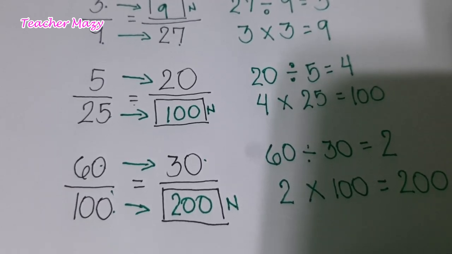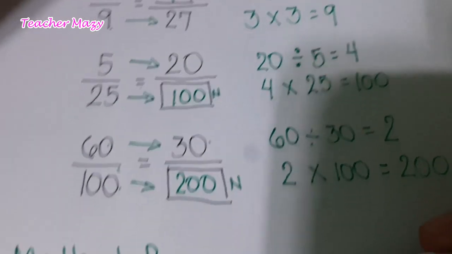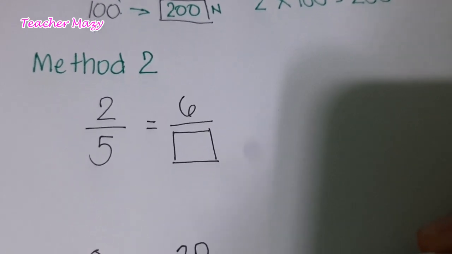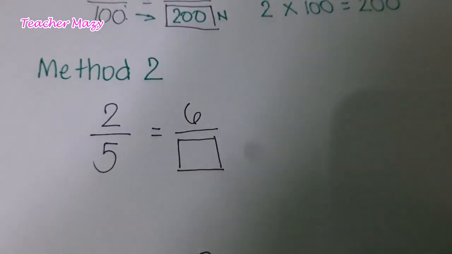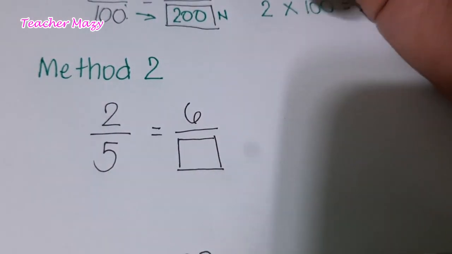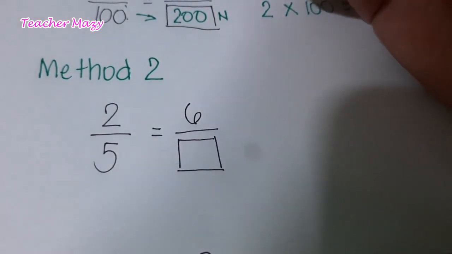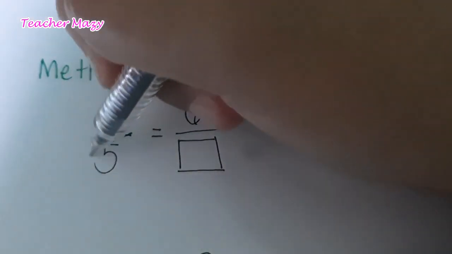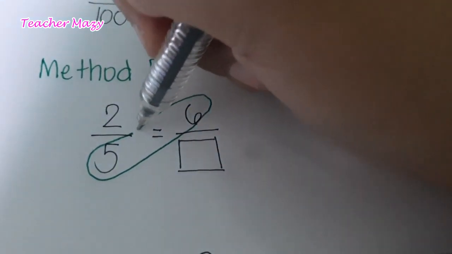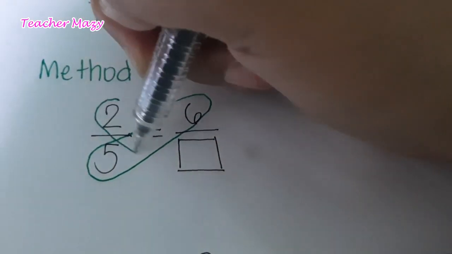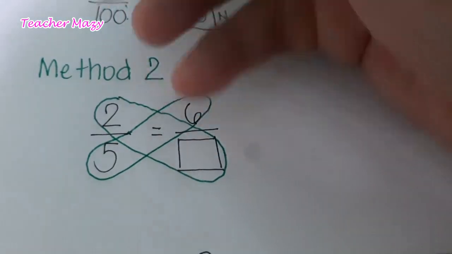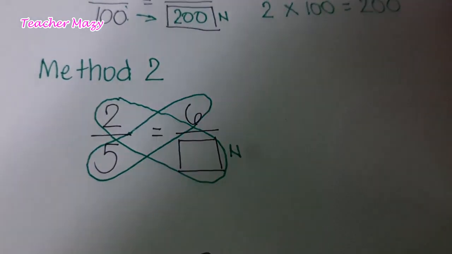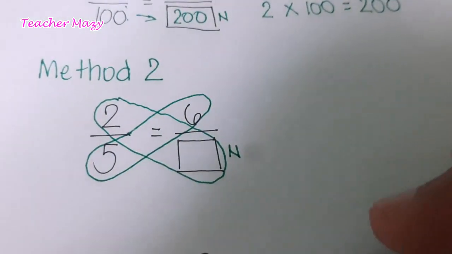Now, let's proceed to the second method. This second method is usually what is written in your textbooks. It is cross multiplication, or multiplying the means and the extremes. So let's do the cross multiplication. Multiply the means and the extremes, and let's use n for the missing number.